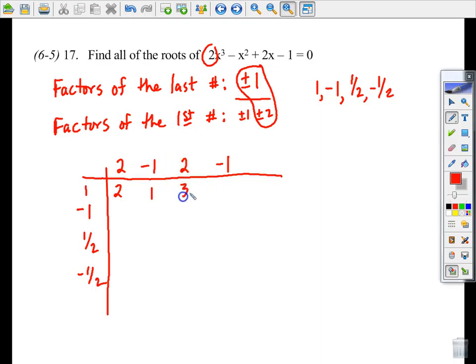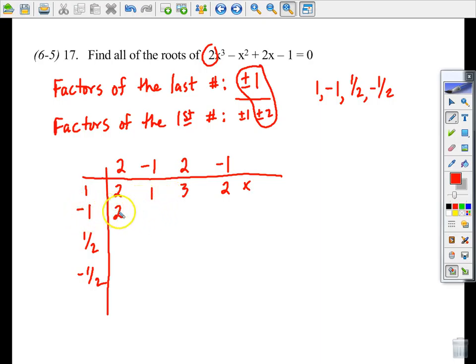1 plus 2 is 3. Now this number, 3 times 1 is 3. 3 plus -1 is 2. Well, the goal is to find the number on this side of my table that will give me a 0 remainder. Obviously 1 did not do that, so I'm going to keep looking.